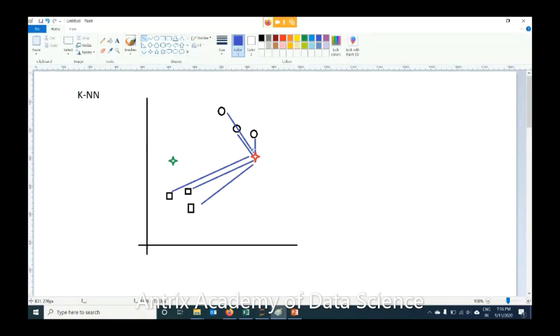So the lowest distance, obviously, would be from this. This would be my lowest distance. So I'll prefer to associate this red icon to this group. Similarly, I'll do the same for this green icon. I'll be calculating distance from this green icon to the rest of the objects available on the graph.